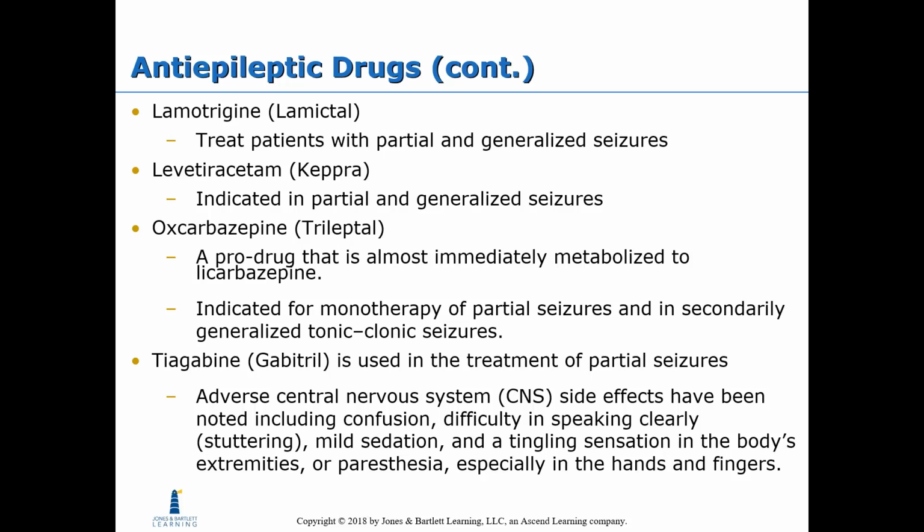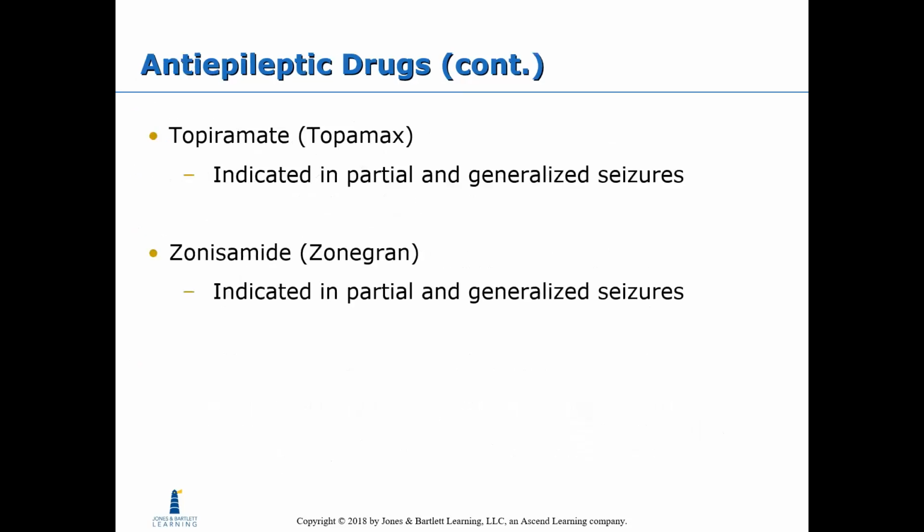Tiagabine is used in the treatment of partial seizures. Adverse central nervous system side effects have been noted, including confusion, difficulty in speaking clearly or stuttering, mild sedation, and tingling sensation in the body's extremities, or paresthesia, especially in the hands and fingers. Topiramate is indicated in partial and generalized seizures, and zonisamide is indicated in partial and generalized seizures.